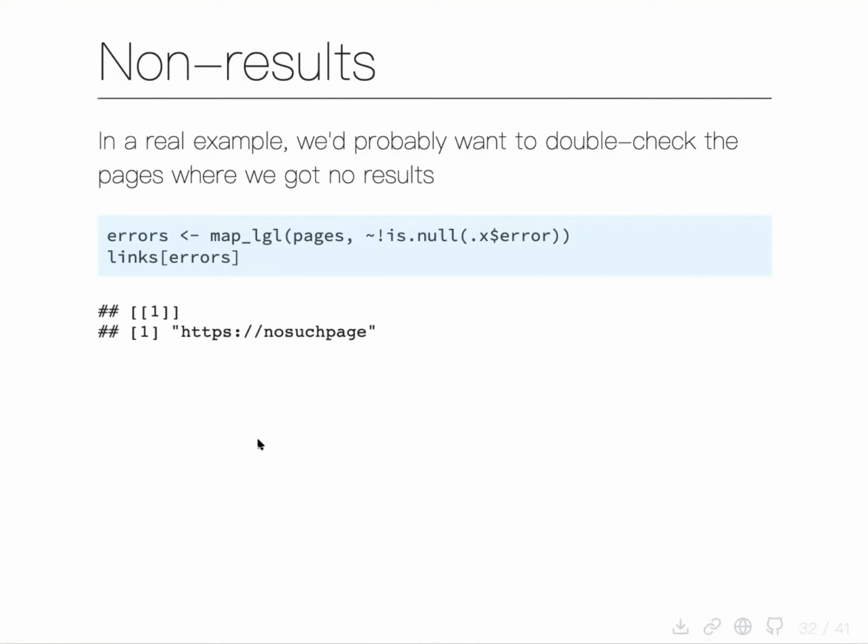The only thing about safely is that it's a little bit challenging because it always returns a list also. So by definition, you're going to end up with a nested list, a list within a list, right? Which can be challenging sometimes.